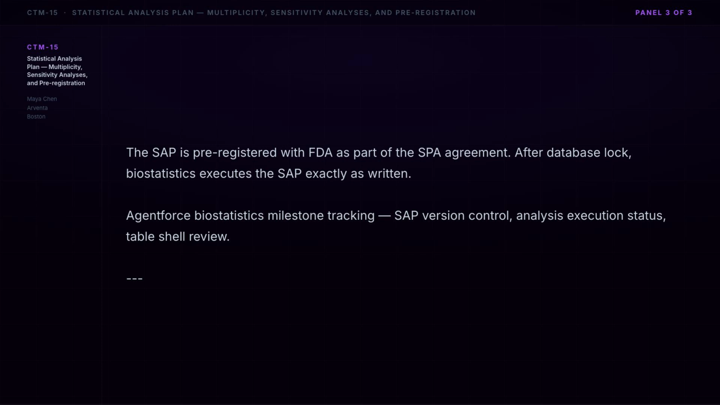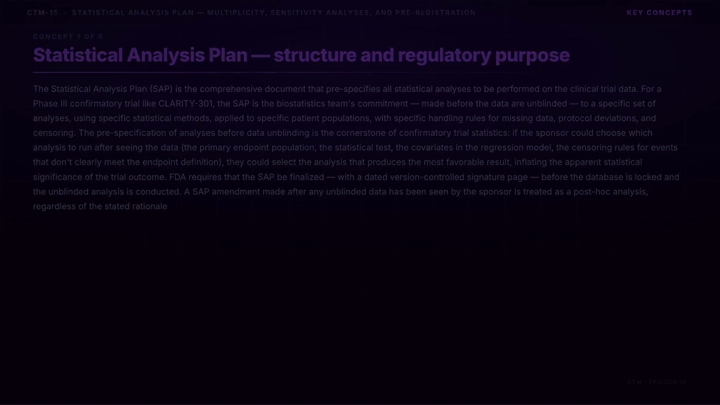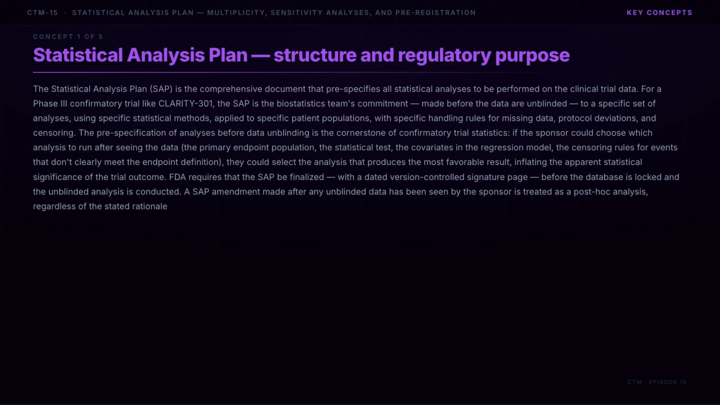Agentforce biostatistics milestone tracking, SAP version control, analysis execution status, table shell review, statistical analysis plan, structure and regulatory purpose. The statistical analysis plan, SAP, is the comprehensive document that pre-specifies all statistical analyses to be performed on the clinical trial data. For a Phase 3 confirmatory trial like Clarity 301, the SAP is the biostatistics team's commitment, made before the data are unblinded, to a specific set of analyses, using specific statistical methods, applied to specific patient populations, with specific handling rules for missing data, protocol deviations, and censoring.